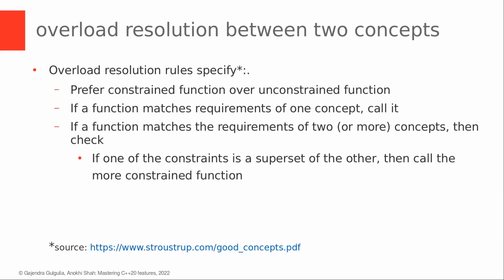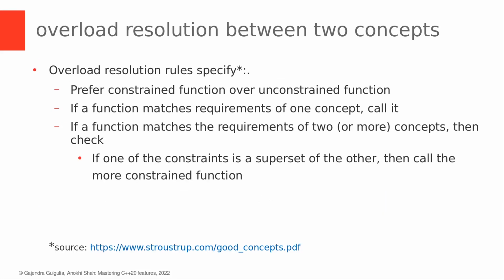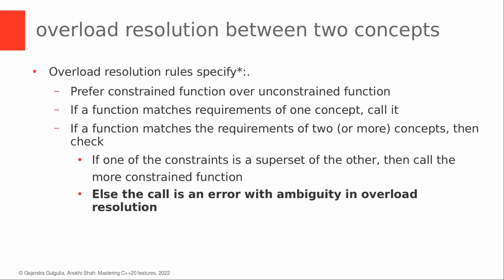In this case, the compiler will call the more constrained overload, which in this case will be an overload with constraint B. If both the constraints have the same requirements, then the overload resolution fails and the compiler complains about ambiguity while trying to decide the correct overload for a function call.